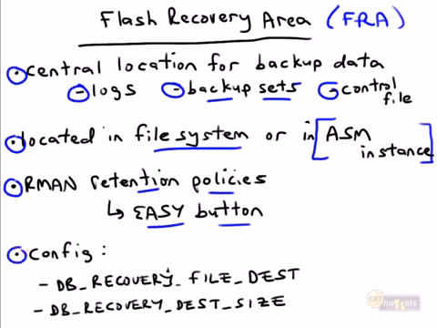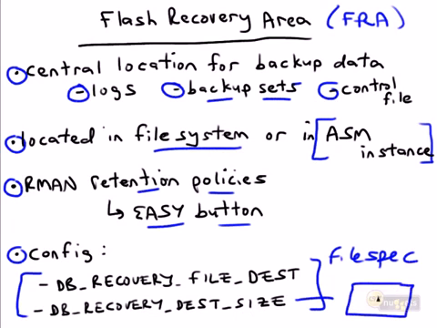Configuration of the flash recovery area is pretty easy. It's simply setting properties for two initialization parameters. There's DB_RECOVERY_FILE_DEST, which is the file spec or the file path, and DB_RECOVERY_FILE_DEST_SIZE. This is going to be the size of the pool, as it were. Now that is a particularly important figure to consider.